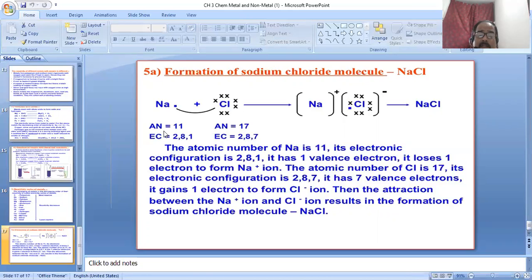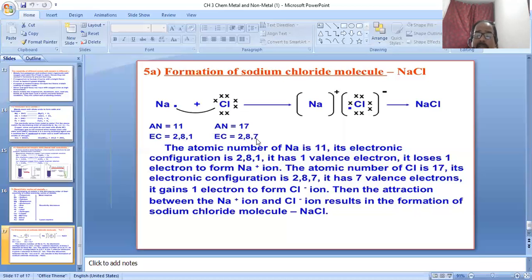So after sodium donates one electron, the remaining electrons are distributed as 2 and 8, that means only 2 orbits are present. The first orbit has 2 electrons, the second orbit has 8 electrons. So the second orbit is the last orbit, and the electronic configuration of sodium is now stable. And chlorine, 2, 8 and 7, when it receives one electron, its new electronic configuration is 2, 8 and 8.